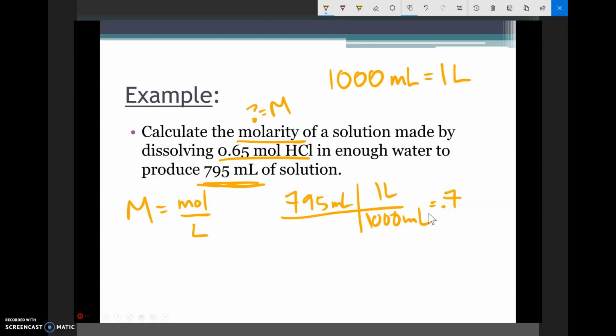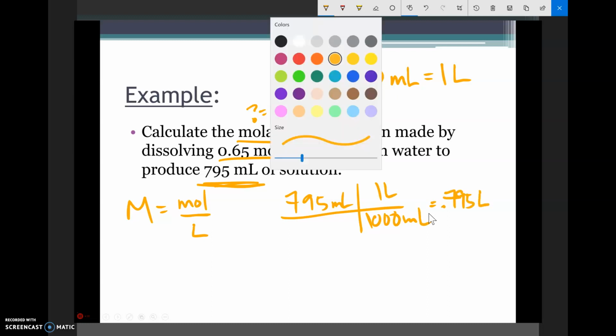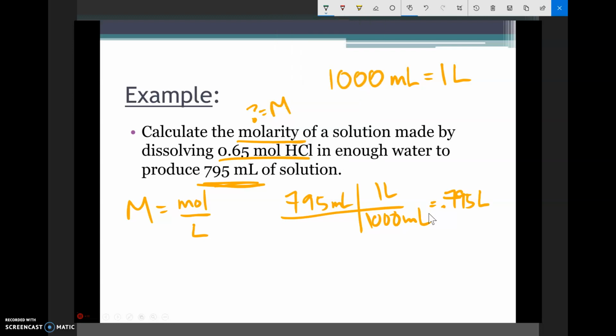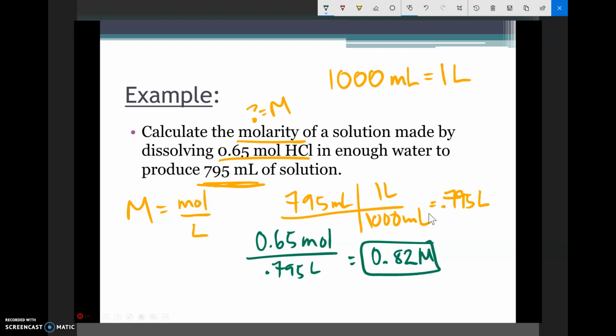That's going to equal 0.795 liters. So now we have the correct units. Now all we have to do is just plug it in. So we're going to get 0.65 moles divided by our 0.795 liters. And that will give us a concentration, also known as a molarity, of 0.82 molarity.